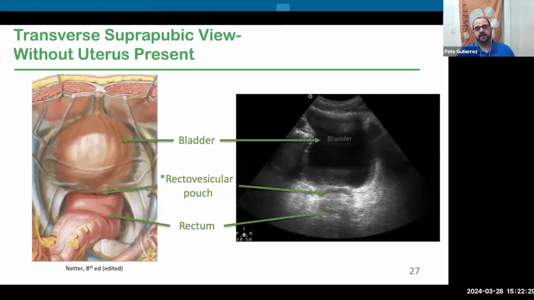All right, so in the pelvis without a uterus, anteriorly you have the bladder and the rectum, and this is the potential space in between those, the rectovesicular pouch.